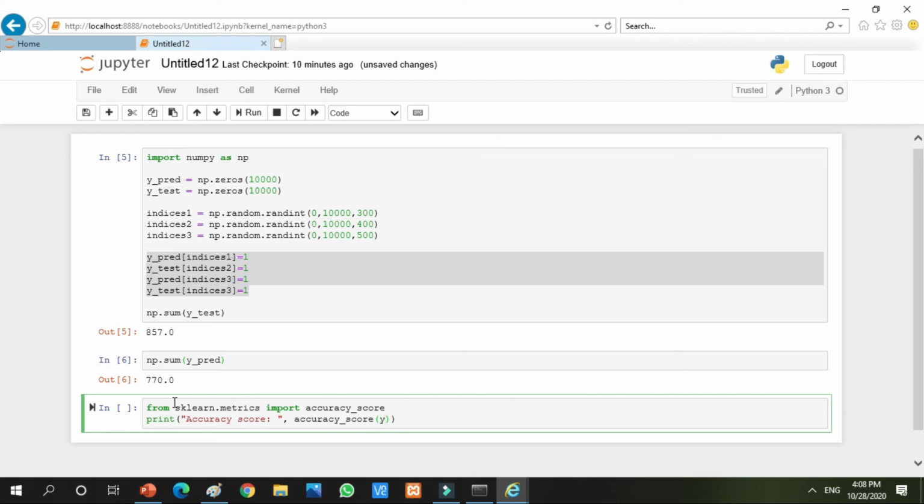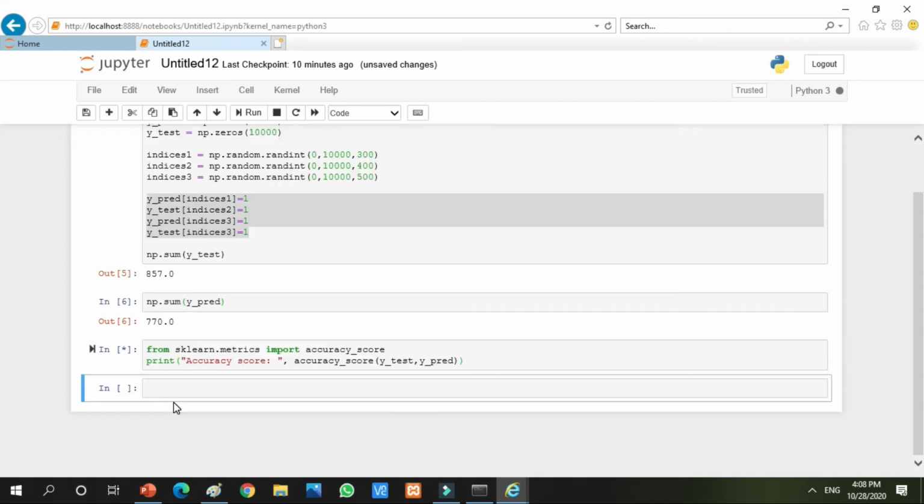So I am writing here y test, comma, y prediction. Now I am running it, and let us see what the accuracy score of our data is. I have run it and it is running. Let us wait and see the output.